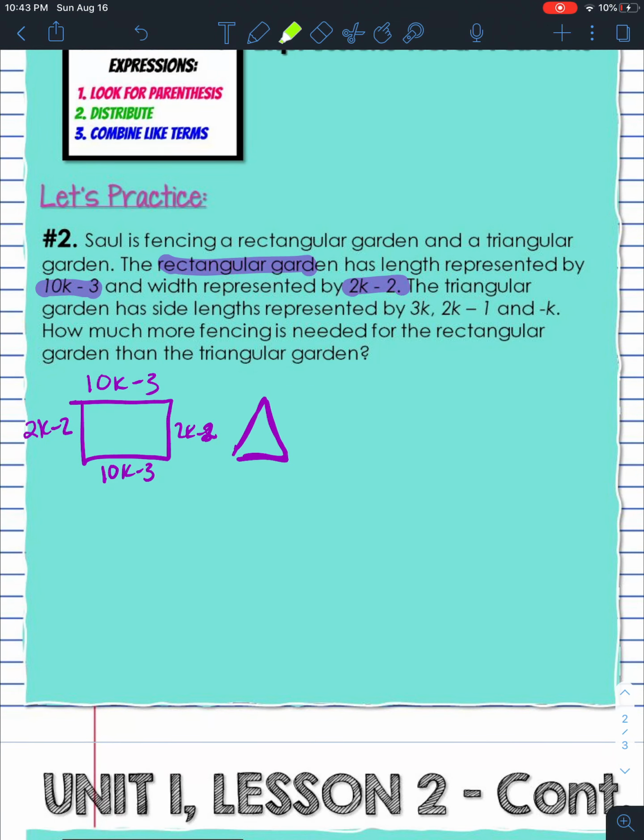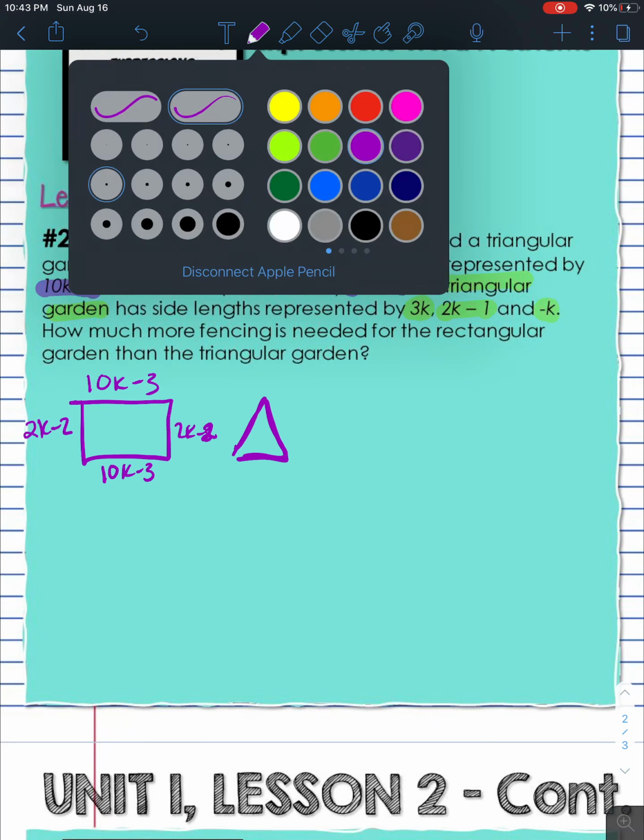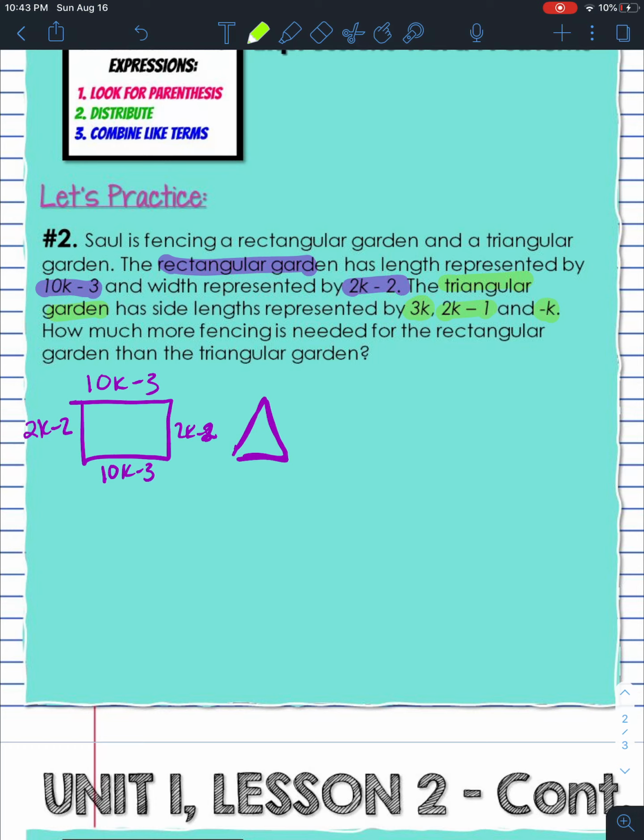And let's keep going. It says the triangular garden has a side length represented by 3k, 2k minus 1, and negative k. So one side is going to have 3k. I'm going to have another side of 2k minus 1 and a negative k.